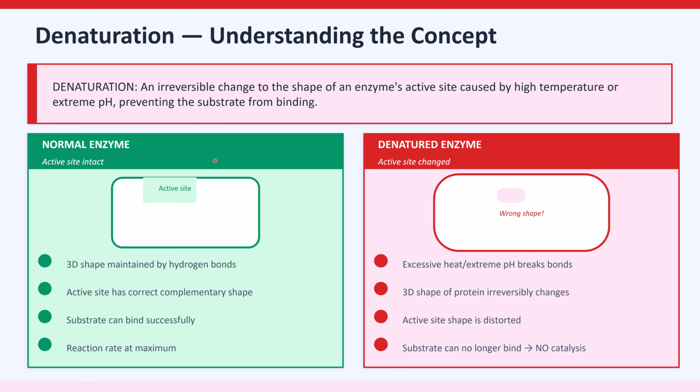So now let's differentiate the normal enzyme and the denatured enzyme. Normal enzyme: active site intact, 3D shape maintained by hydrogen bonds, active site has the correct complementary shape, substrate can bind successfully, reaction rate at maximum. Denatured enzyme: active site changed. Excessive heat or extreme pH breaks bonds, the 3D shape of the protein irreversibly changes, the active site shape is distorted, the substrate can no longer bind, no catalysis.